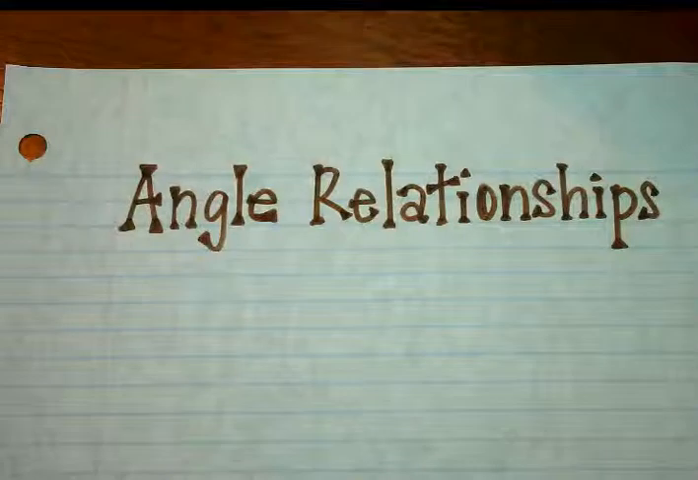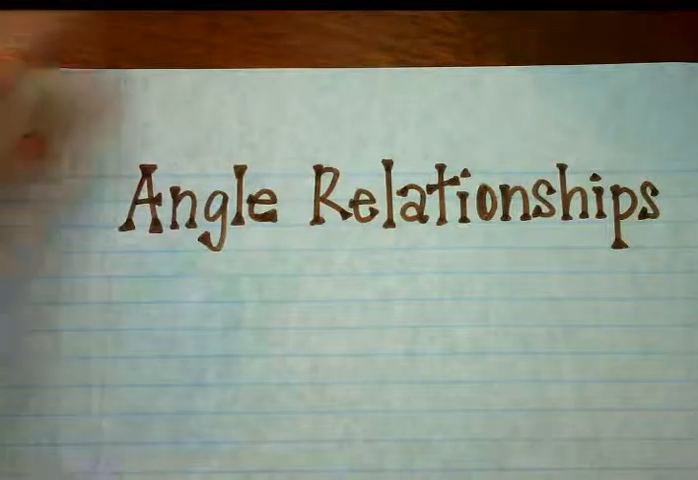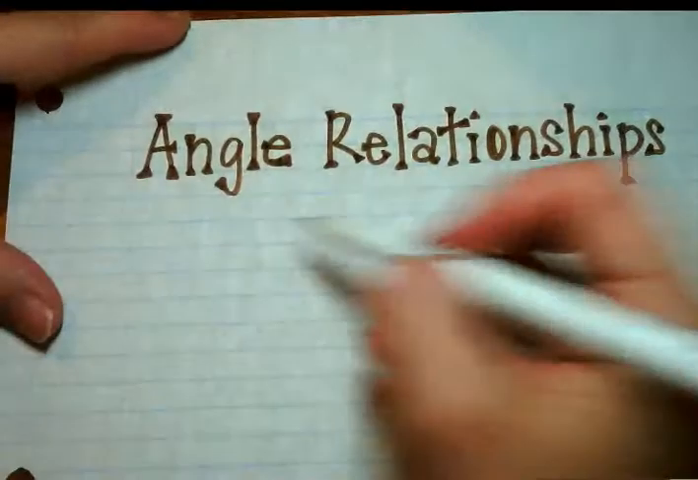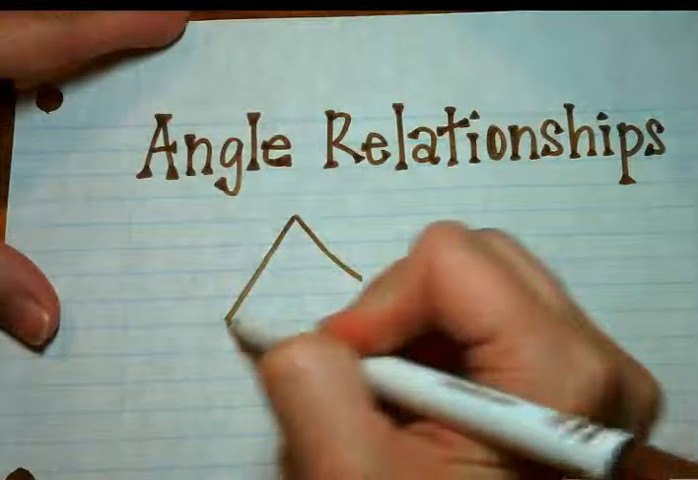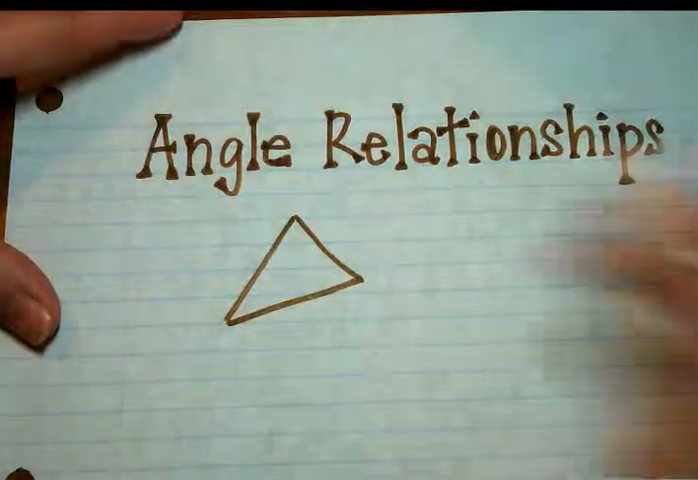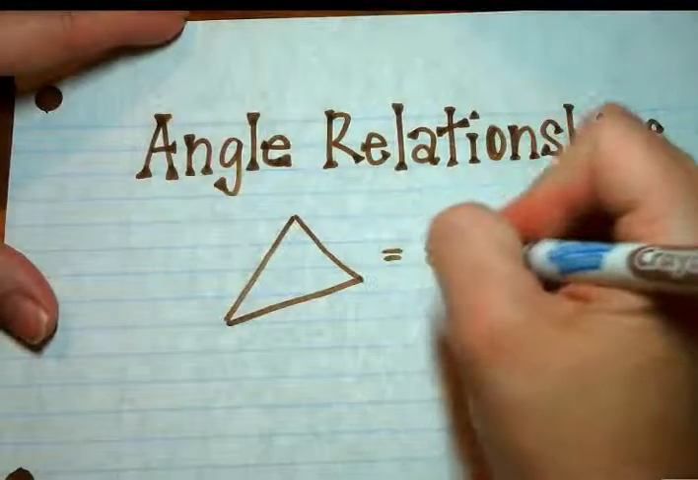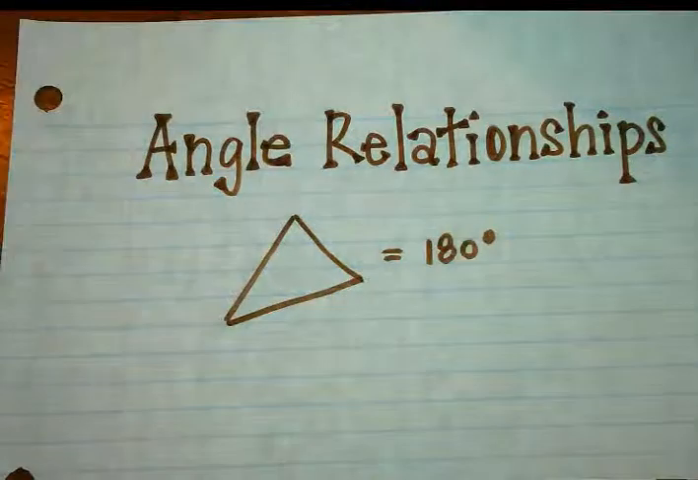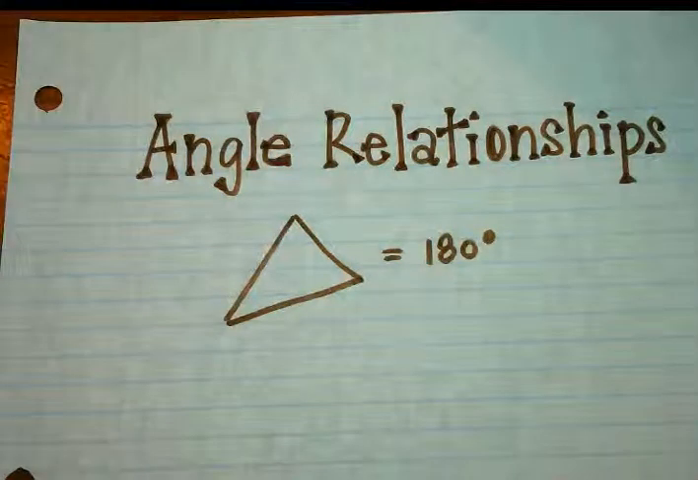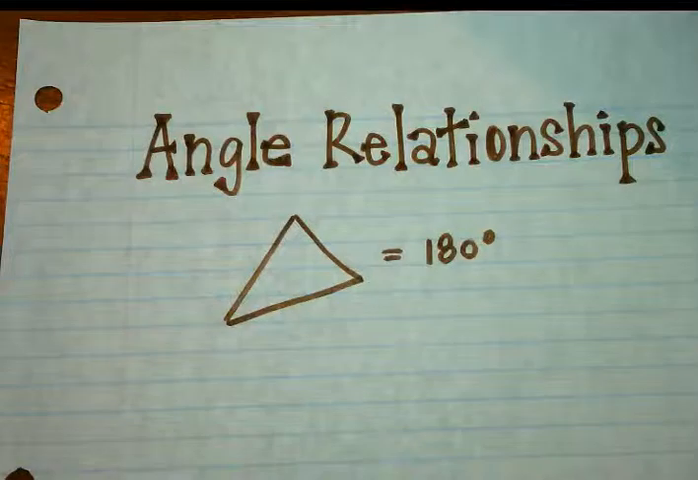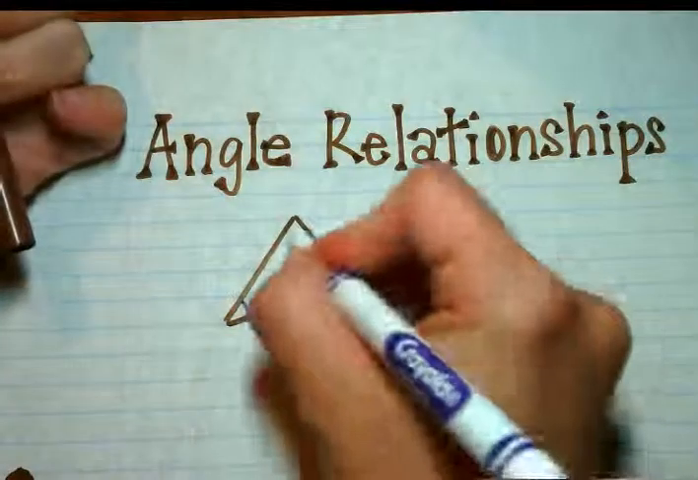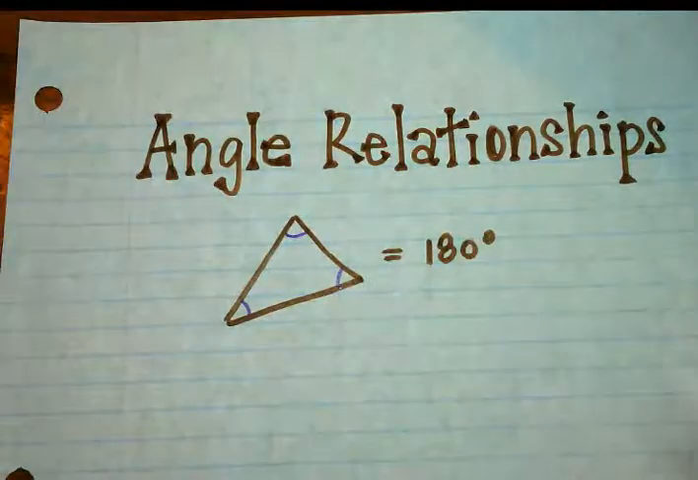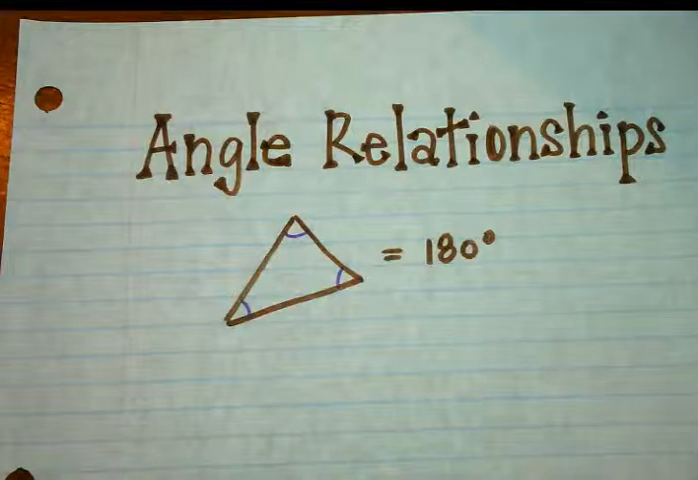All right, we're going to look at some angle relationships, and we're going to start with some basic ones. The three angles of a triangle, hopefully you remember, add up to 180 degrees. So if you were given two angles in a triangle, you'd be able to figure out the third angle, because the three angles of a triangle, when added together, always have to equal 180 degrees.